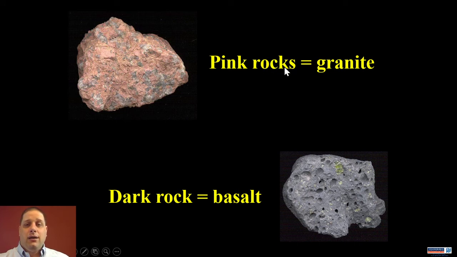So the pink rock is a type of granite, and the dark rock is a type of basalt. So now we've actually gone from mineralogy, right, to petrology. We've had to use two different fields of science, right?